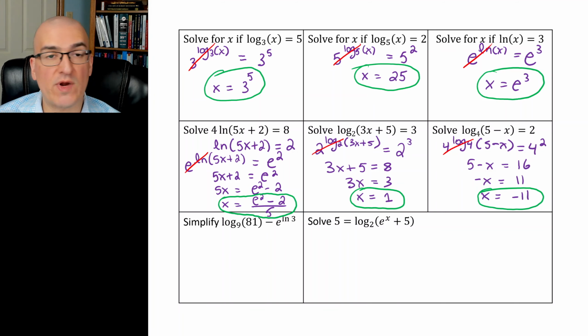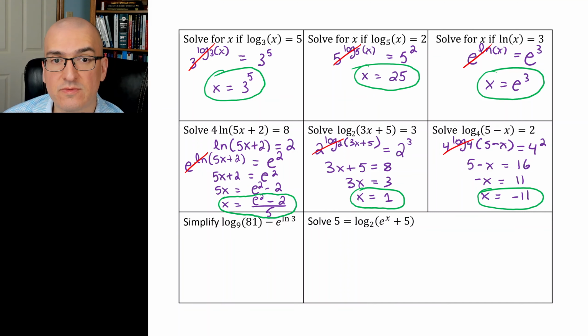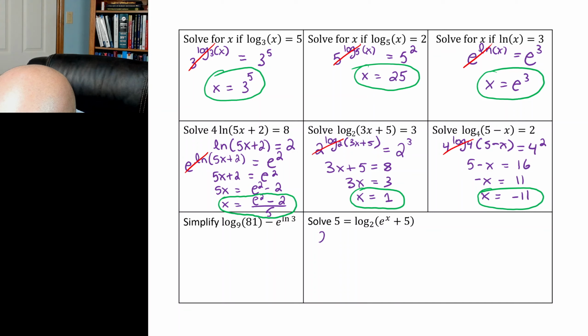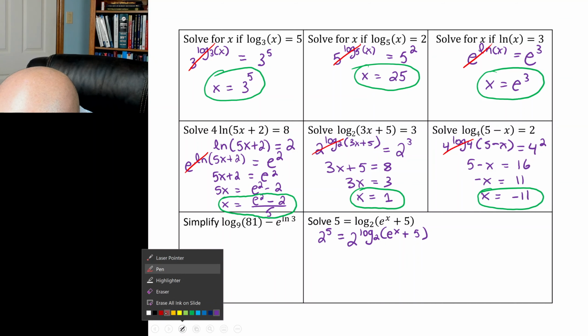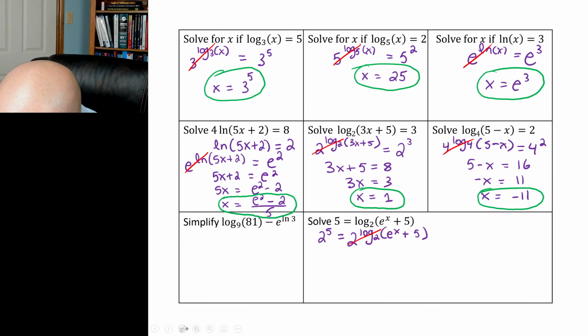I'm going to get rid of it by exponentiating, raising both sides as powers on a base of 2. So 2 to the power 5 is equal to 2 to the power of log base 2 of e to the x plus 5. I can cancel on the right, 2 power log base 2, and we're left with 2 to the 5, which is 32, is equal to e to the x plus 5.